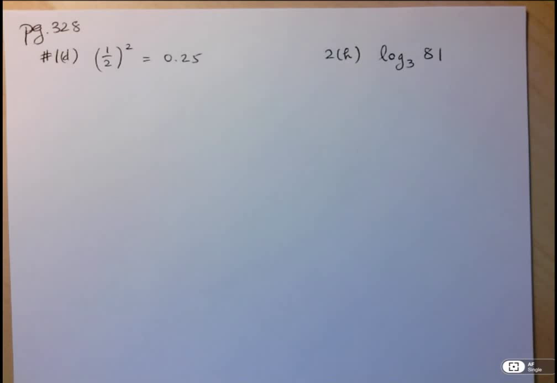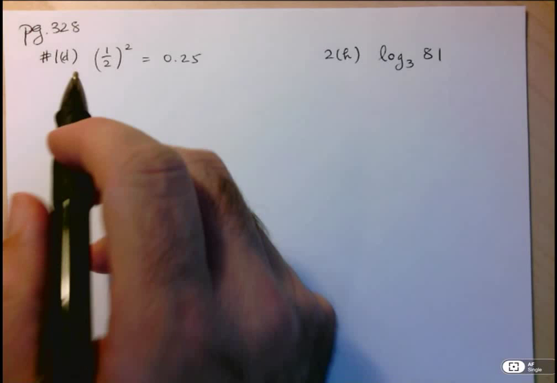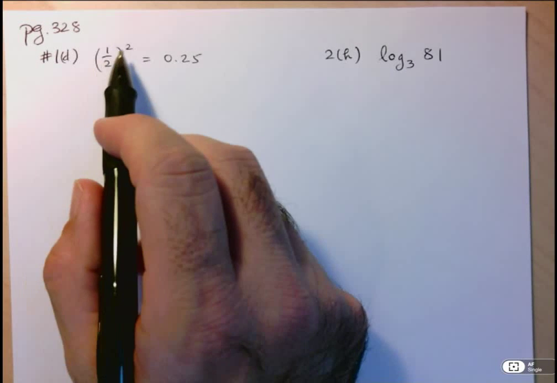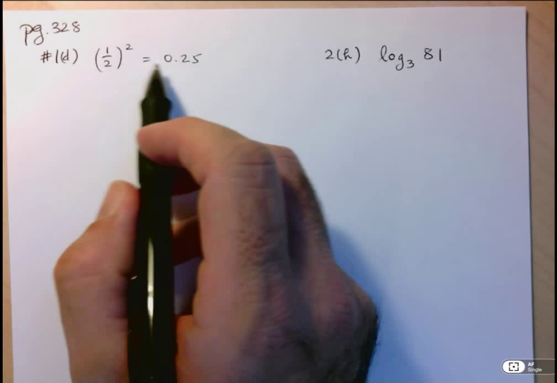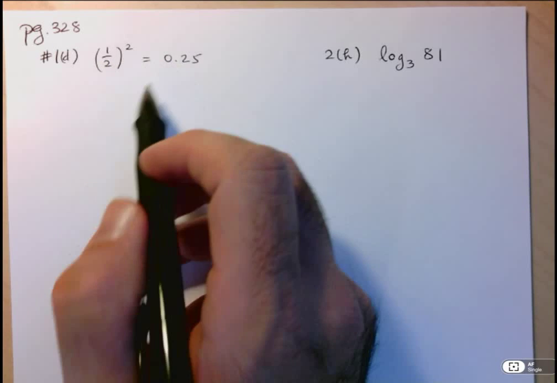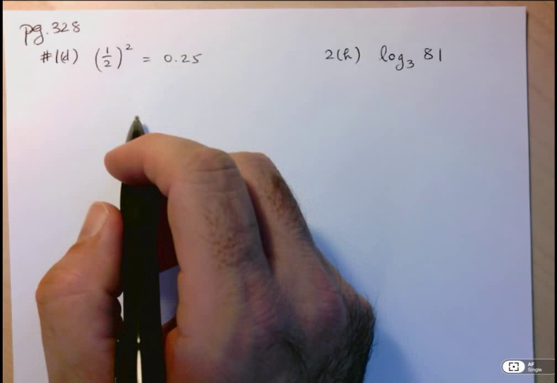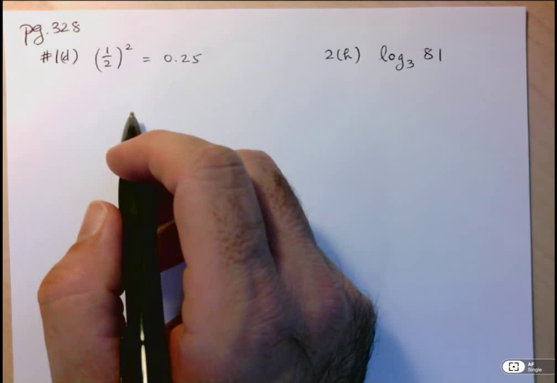Hi folks, I'm going to take a look at some examples from the homework on page 328. Okay, so we'll start with one from number 1. So 1D here gives us (1/2)^2 = 0.25. So this is a true statement. 0.5 squared is equal to 0.25, and they're asking us to rewrite this in logarithmic form.